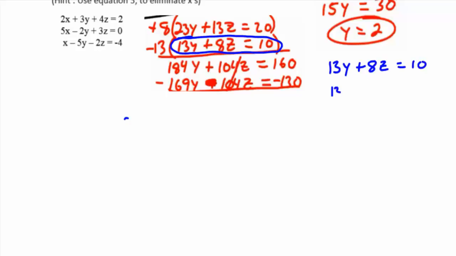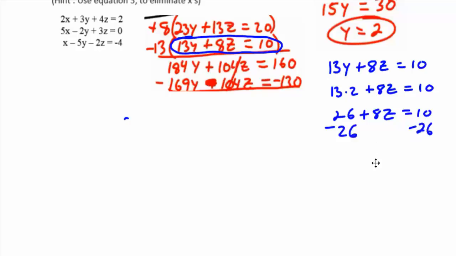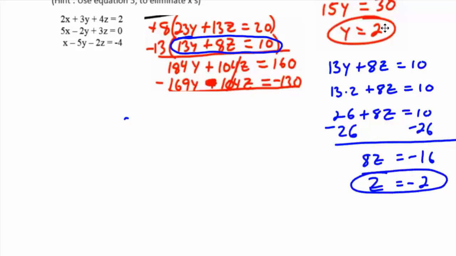So I'm going to go 13 times 2 plus 8z equals 10. 26 plus 8z equals 10. Subtract 26 from both sides. 8z equals negative 16. And divide by 8, so z equals negative 2. So now I have z, I have y, and then of course you could find x.